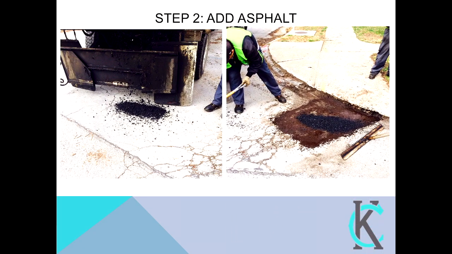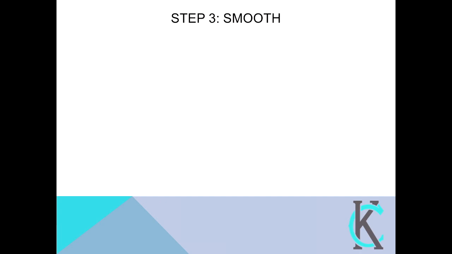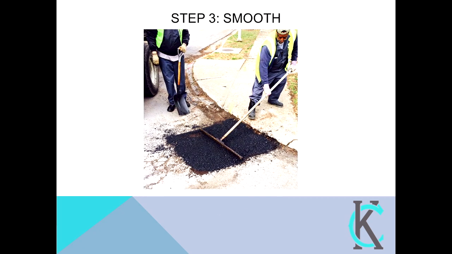Step 2 is to add asphalt. This comes out of the back of one of the trucks, and quite a bit is needed to fill a pothole. They kept having to go back to the truck and get more to fill the pothole. Step 3 is to smooth over the asphalt. This seemed to be the most tedious part of the process. Multiple workers assisted in this step in order to make sure the whole pothole is covered.